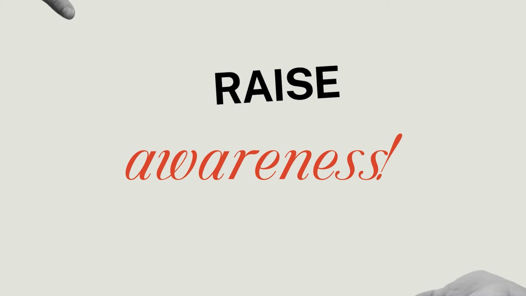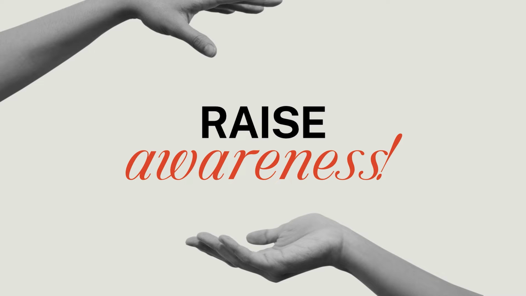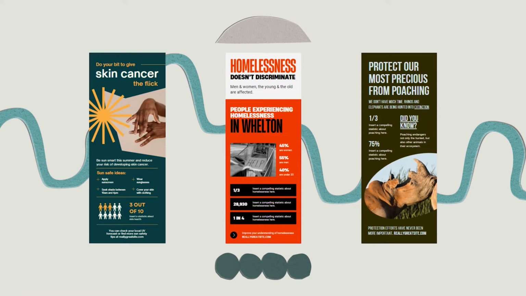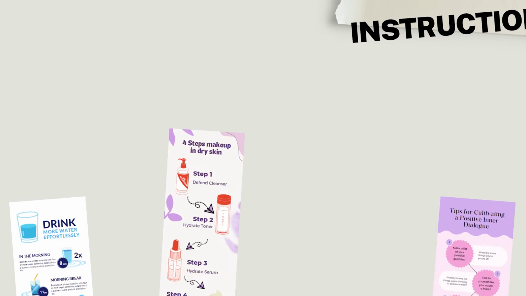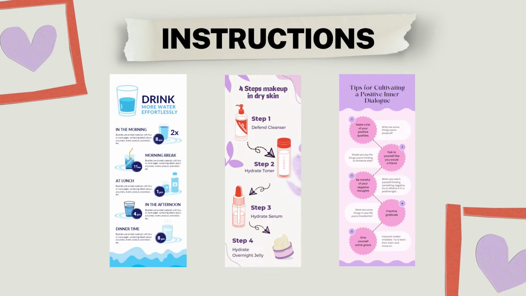The second one is raising awareness about a specific topic or issue. Using an infographic material is the most effective way to get your point across. So, what better way to advocate for a certain cause or social issues than to show it in an eye-catching infographic material? Third is to give step-by-step instructions. You can make instructions more fun and engaging to convey with the right graphics and design.